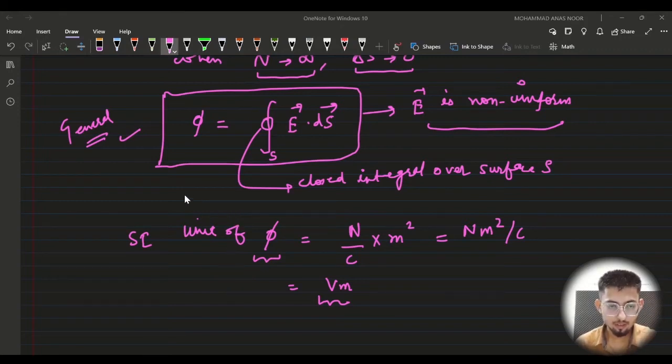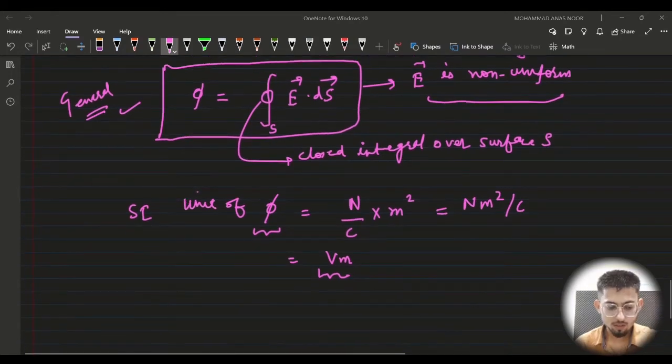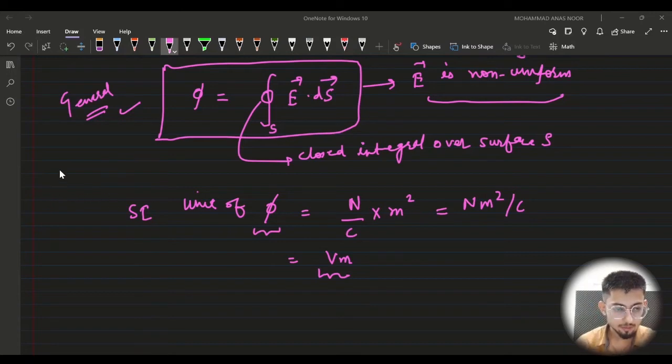Yeah. So this is the electric flux. Is there some question? There is a question. Let us do this small one.